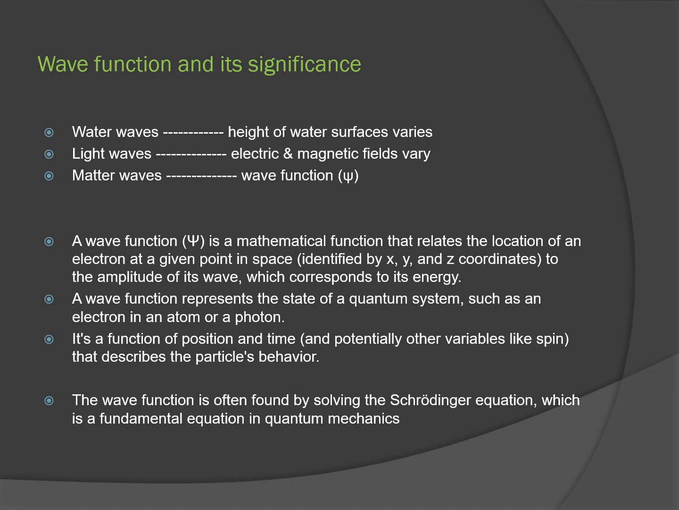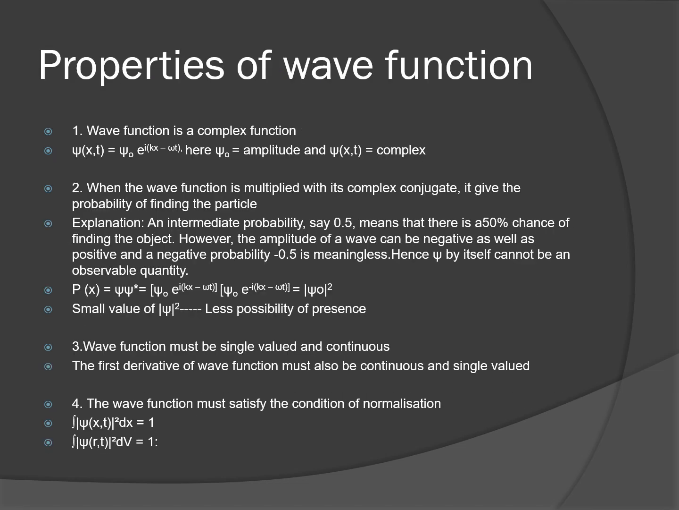Now, what are the properties of this wave function? First, the wave function must be complex: a plus ib, where a is the real part and b is the imaginary part. The imaginary part represents the friction experienced as the electron is traveling through the medium. How can I write a wave function? Psi of x, t, a one-dimensional wave function, is equal to psi naught e power i(kx minus omega t). Psi naught is the amplitude of the wave, k is the wave vector or propagation vector giving the direction of the wave, and omega is the angular frequency.